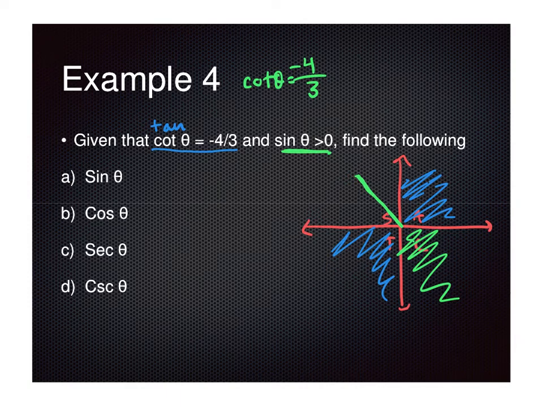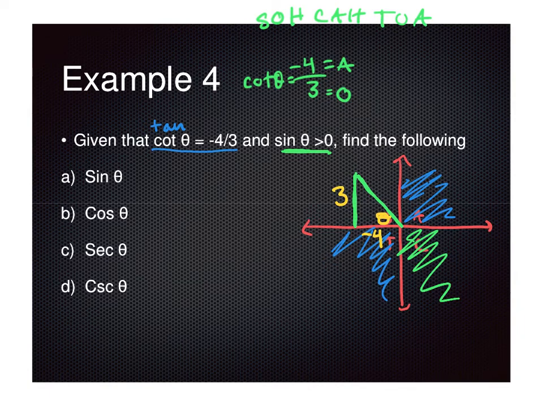In terms of SOHCAHTOA, what is cotangent? Adjacent over opposite. Right, so -4 is our adjacent and 3 is our opposite. So I'm going to make a little triangle here. -4 is our adjacent. So if this is our theta, down here is -4. And opposite is 3.